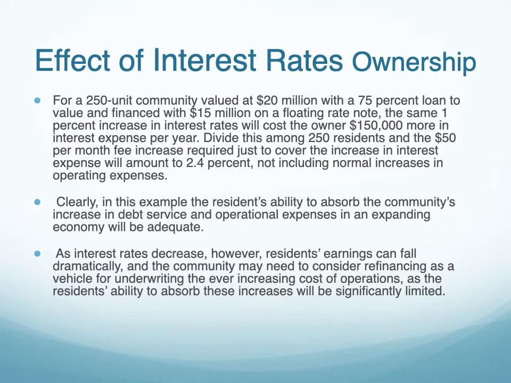Clearly, in this example, the residents' ability to absorb the community's increase in debt service and operational expenses in an expanding economy will be adequate. So when the economy expands, they should be able to cover that, since their own investments are going up. But as the interest rates decrease, the residents' earnings can fall dramatically, and the community may need to consider refinancing as a vehicle for underwriting the ever-increasing cost of operations. So even though their interest expense goes down, the ability of the residents to cover any increases in operational expenses are dramatically limited, because the residents' income assets aren't producing as much income. So their ability to absorb these increases will be significantly limited.